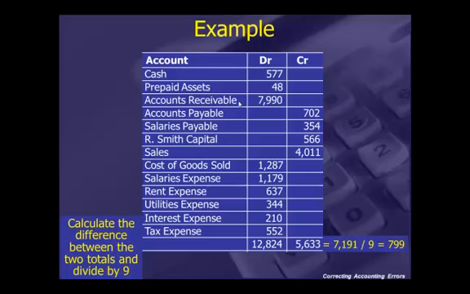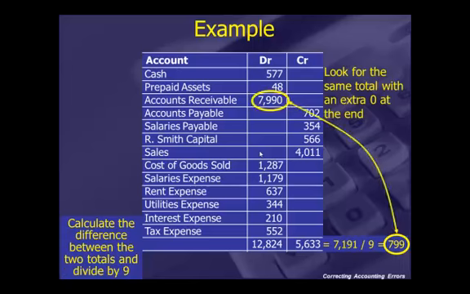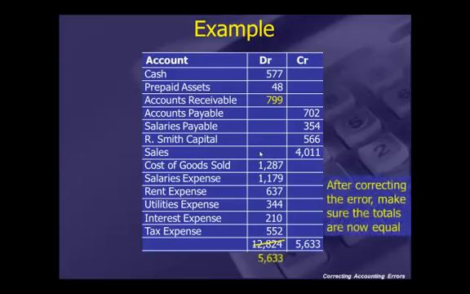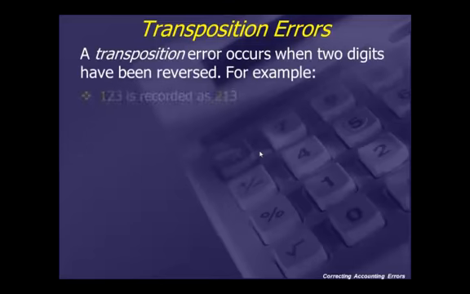If you take a look at accounts receivable, that's one where the number is considerably greater than the others. So we've got it. It's got an extra 0. There, we're going to make that 799. Re-add. Now they're equal. So that was a slide.